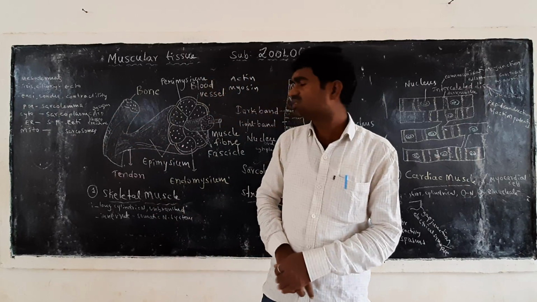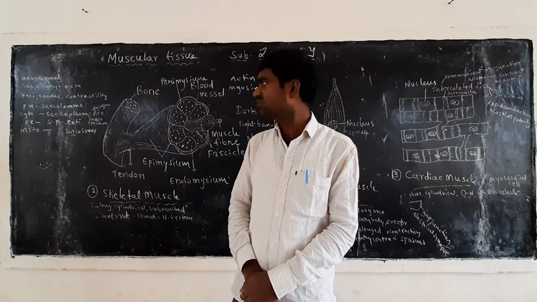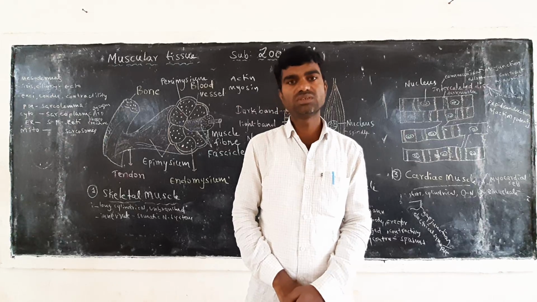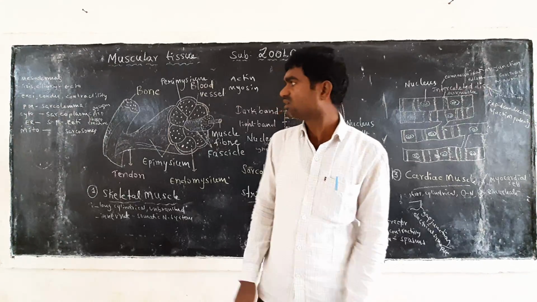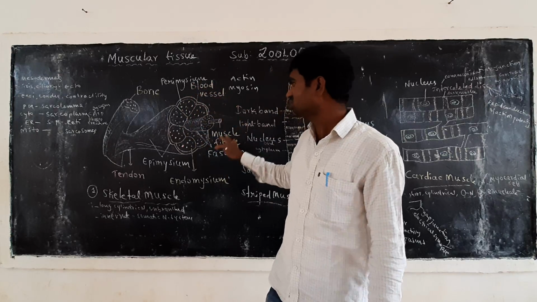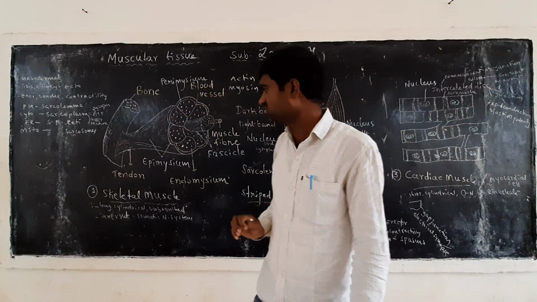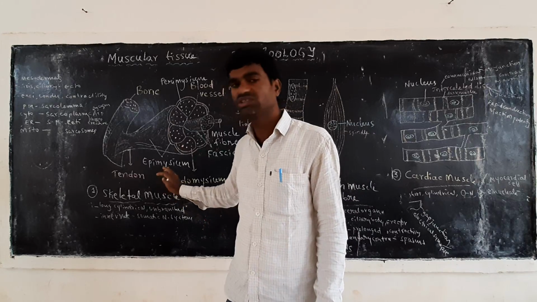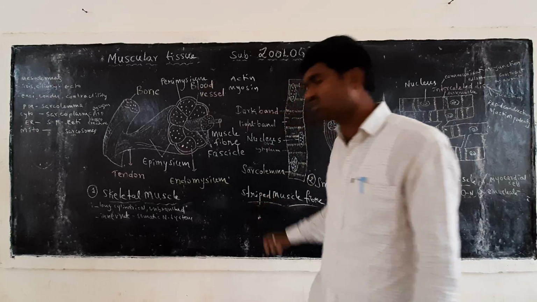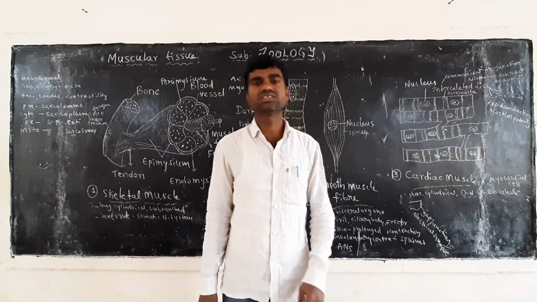sarcoplasm contains ATP, adenosine triphosphate, and glycogen, and phosphocreatine, and myoglobin pigment. So these are the muscular tissues. Different types of tissues form muscle tissues. Muscle tissue is divided into three parts. The first one is skeletal muscle, the second one is smooth muscle, and the third one is cardiac muscle.